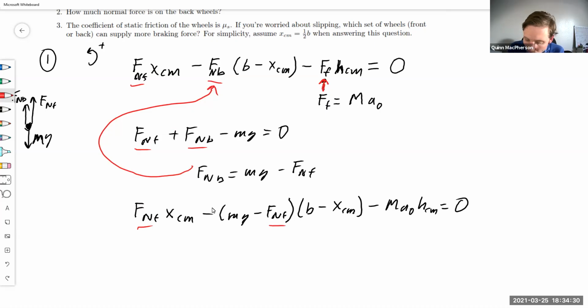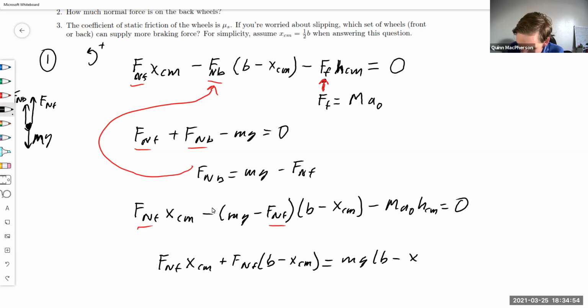Okay, so pull it out. So force normal front times x center of mass plus force normal front times (b minus x center of mass) is equal to mg times (b minus x center of mass) plus m a0 h center of mass.